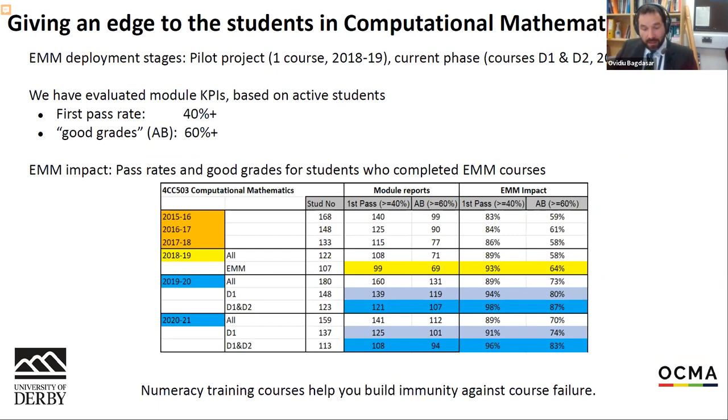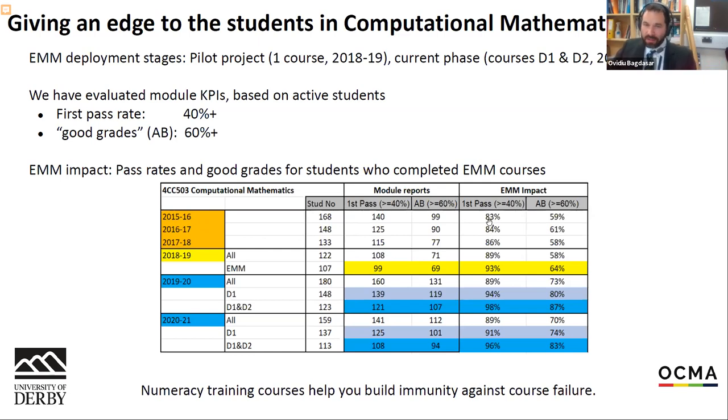Then we were able to look at the impact this resource has had on the class, and I was really astonished. I looked at the data. I think this is the most significant data: the EMM impact, the first pass rate, which is the percentage of students scoring above 40%, the students who pass the module in the first seat. And then the percentage of good grades, the percentage of students scoring 60% or above. These are metrics which are important for the university. In the three years before I deployed numeracy training courses, the average pass rate was, let's say, 85%. So I knew it was good.